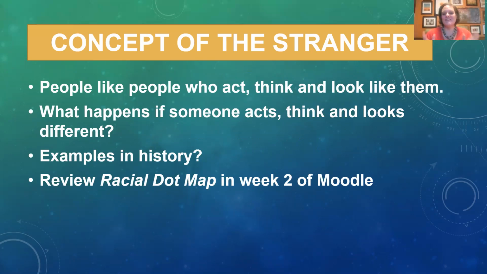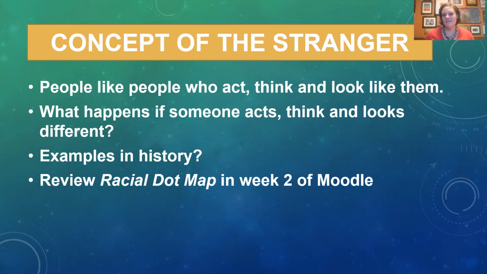So think about this. But what happens when people don't act, think, and look like us? That is kind of what our PowerPoint is about this week. There are lots of examples in history of people mistreating people who don't look and act and think like them. You can think about World War II and what happened to the Jewish people then. Think about big waves of immigration to America. Think about slavery and what happened there.